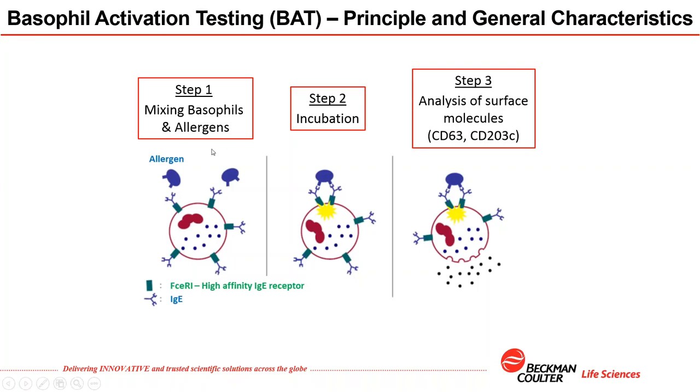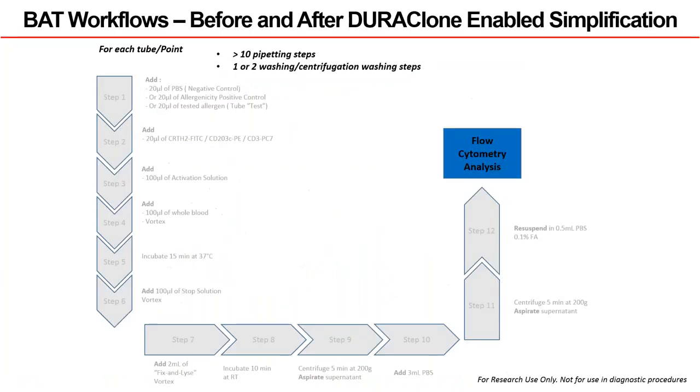So it is simply about mixing a basophil-containing sample, which can be a PBMC, a basophil preparation, or whole blood in our case, together with potential allergens. After a short incubation time, we will then look at potential activation markers at the surface of the basophils, and thanks to that, we will be able to characterize the activation phenotype of basophils.